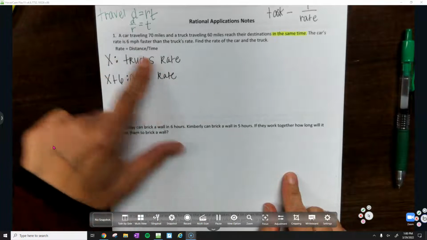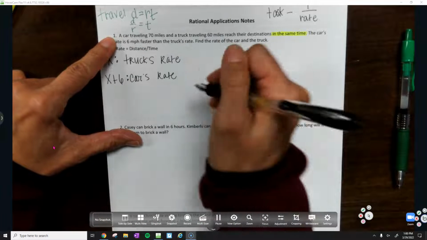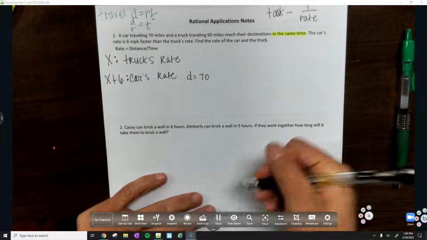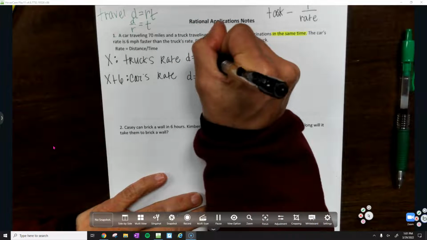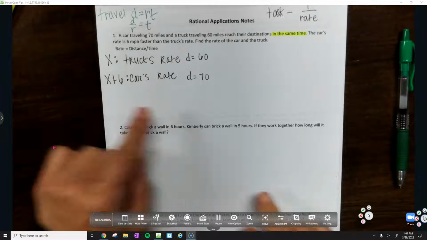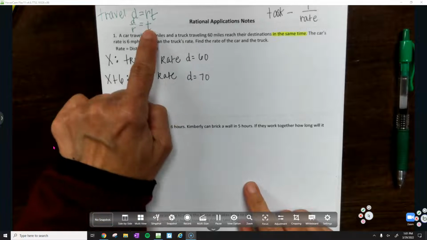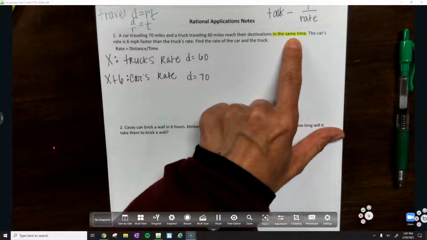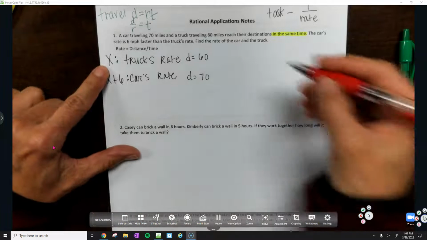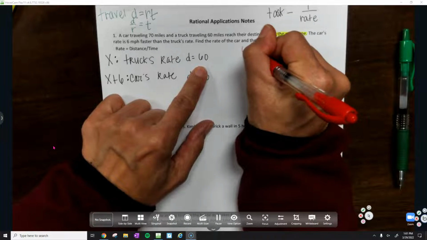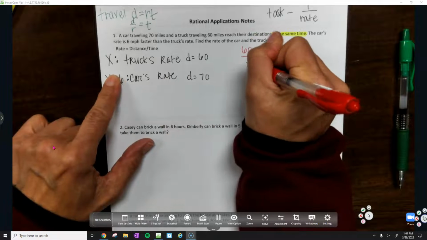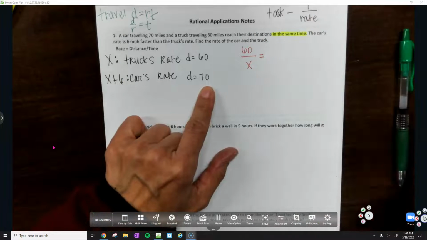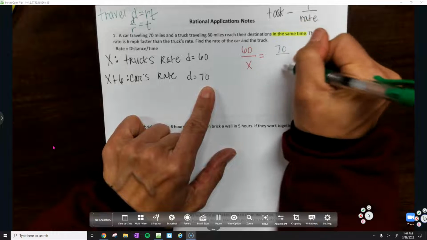Going back to the problem, we know that the car travels a total distance of 70 miles, and we know the truck travels a total distance of 60 miles. We are going to express this in terms of time and set them equal to each other because their times are the same. So the truck's time is going to be distance over rate, and that is going to equal the car's time of distance over rate.